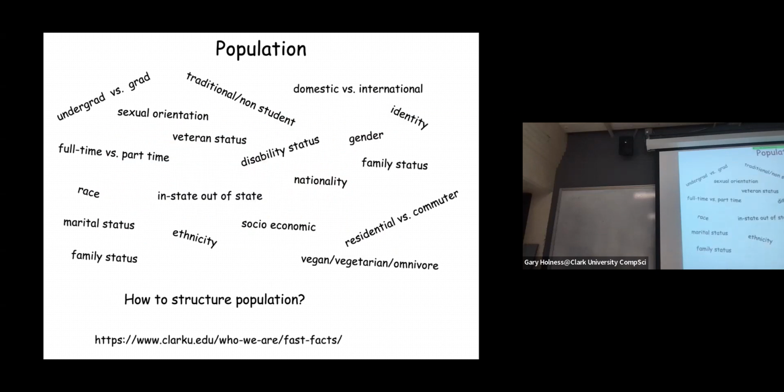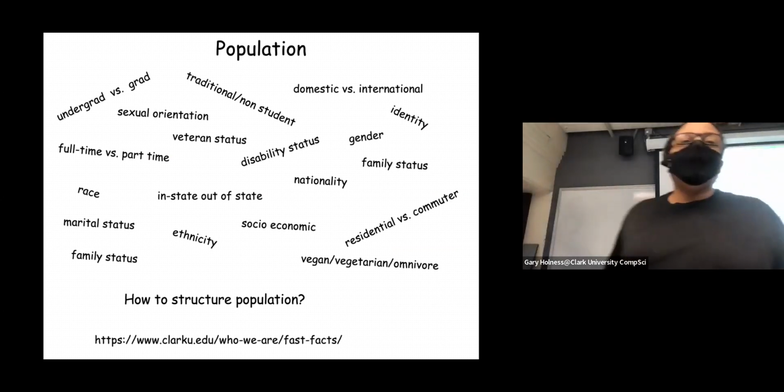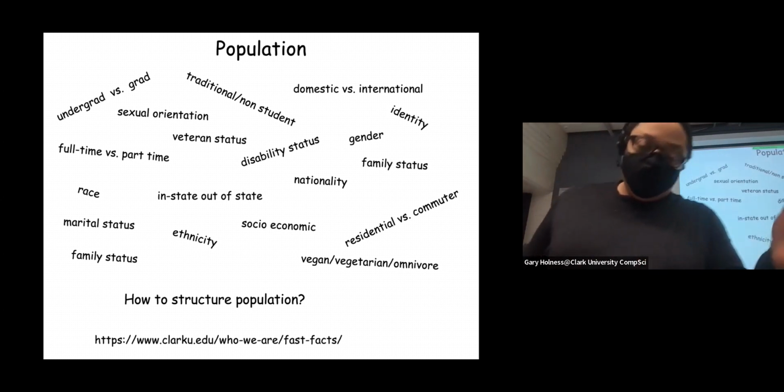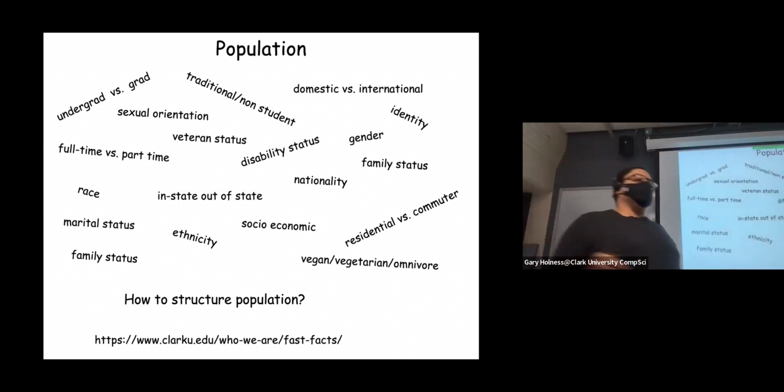And so when you structure the population, there are lots and lots of demographic characterizations that they have for a campus community. And these are some of them. And there's a URL that talks about Clark's Fast Facts and their college guides and stuff like that.